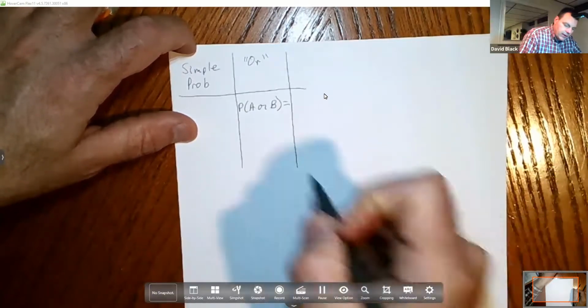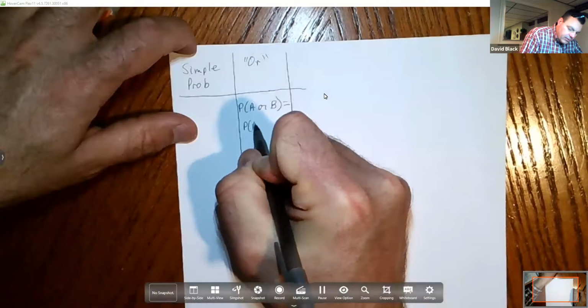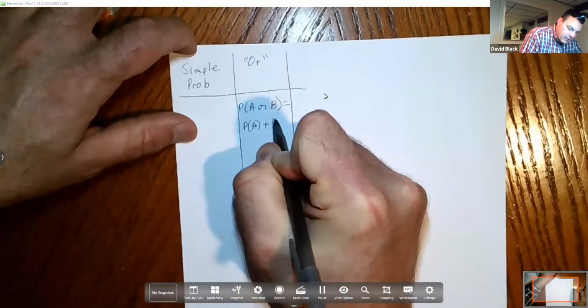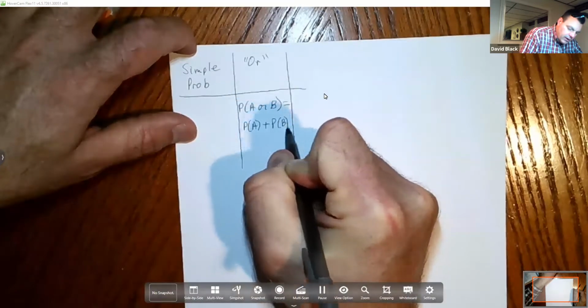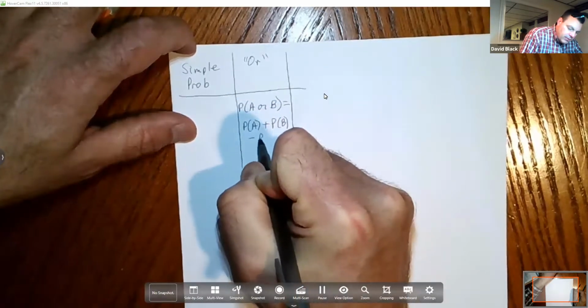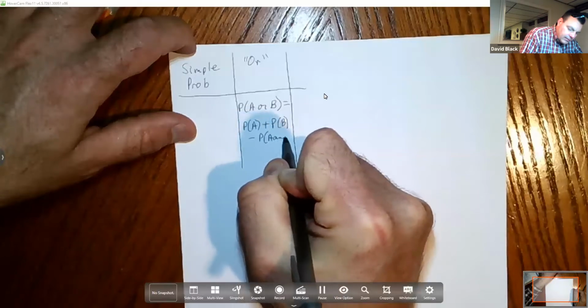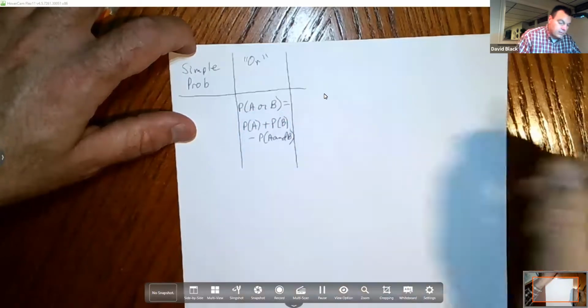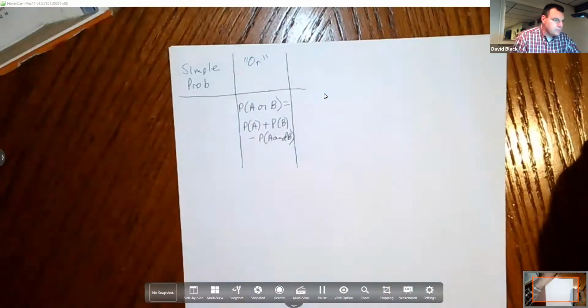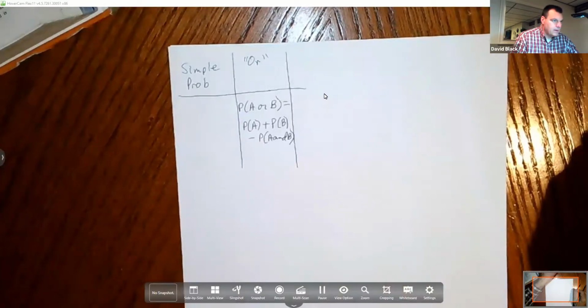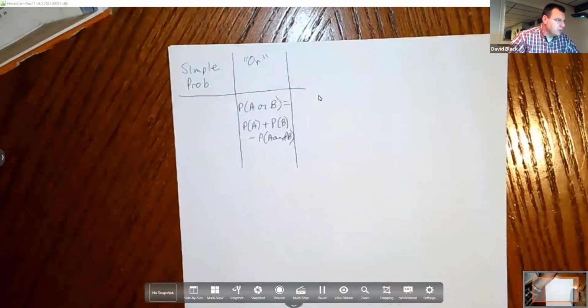The OR formula went like this: the probability of the first event, the probability of A, plus the probability of the second event, the probability of B, minus the probability of A and B. So it's been a little while since we've done that, but that should look familiar.